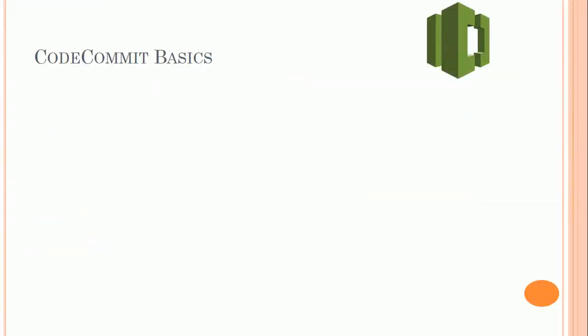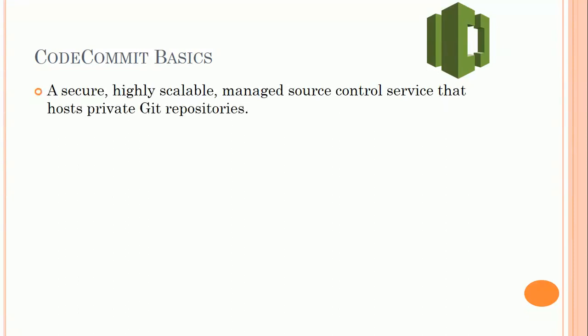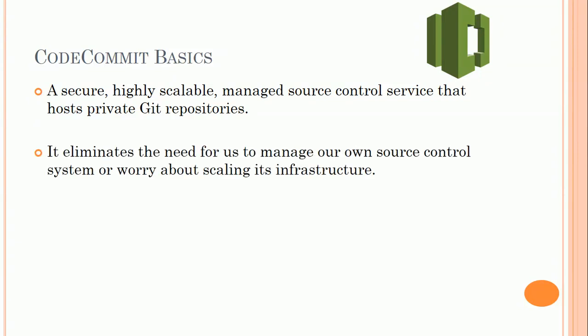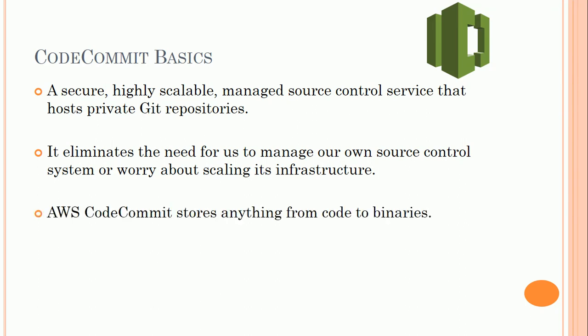Code Commit Basics. Code Commit is a secure, highly scalable, managed source control service that hosts private Git repositories. It eliminates the need for us to manage our own source control system or worry about scaling its infrastructure. It is highly scalable. That means any number of developers can access and connect resources and it will scale accordingly. AWS Code Commit repositories are encrypted, so it can store anything from code to binaries. It has no limit on the size of the repository or on the file types.